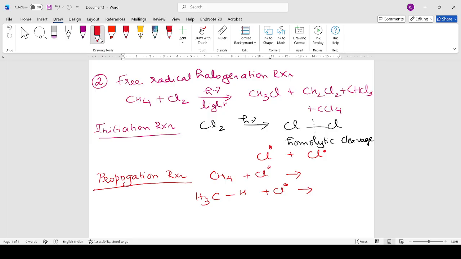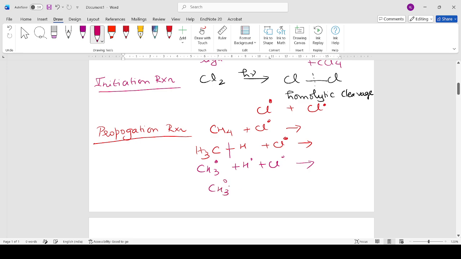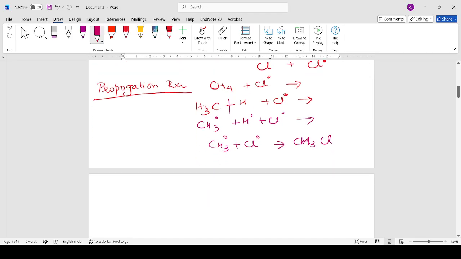Now what happens here? This undergoes a homolytic cleavage so that I get CH3 dot, H dot and Cl dot. Now this CH3 dot and the Cl dot can combine together to form CH3Cl. And that's how the reaction proceeds here. Now why don't you think H dot and Cl dot are going to combine to form HCl? This will also happen, but this does not belong to the halogenation step.